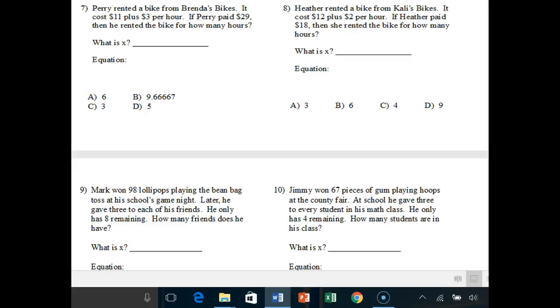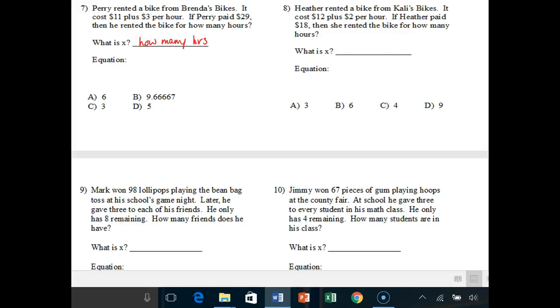So we're going to go ahead and do number 7 here. And it says, Perry rented a bike from Brenda's Bikes. It cost $11 plus $3 per hour. Perry paid $29. And he rented the bike for how many hours? So basically, X is saying, how many hours? The amount of hours we don't know.